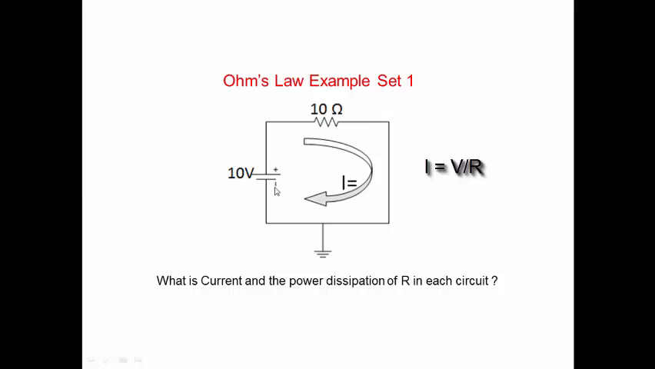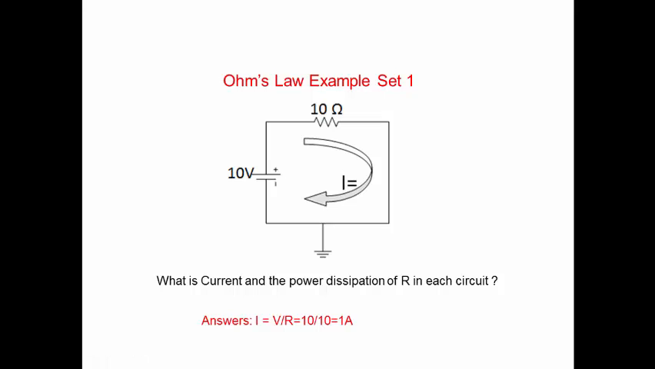So V over R is equal to 1. Don't forget the unit. So V over R is equal to 1 ampere. And the power, what is the power? Power, actually, you have 3 formulas to calculate because this is a resistor. One formula is voltage times current, because you just calculated the current. So voltage times the current, you should get 10 times 1, so that is 10 watts.